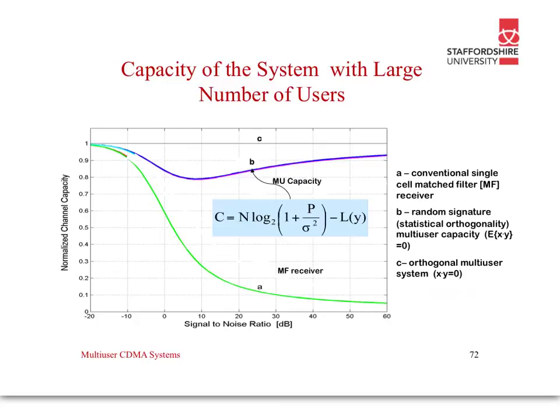B is the random signature, or statistically orthogonal, multi-user capacity, which is closer to 1. And C is the orthogonal multi-user system. So we have ideal conditions, and the whole of the channel capacity is being used, because it doesn't matter about the interference, because we have total orthogonality.